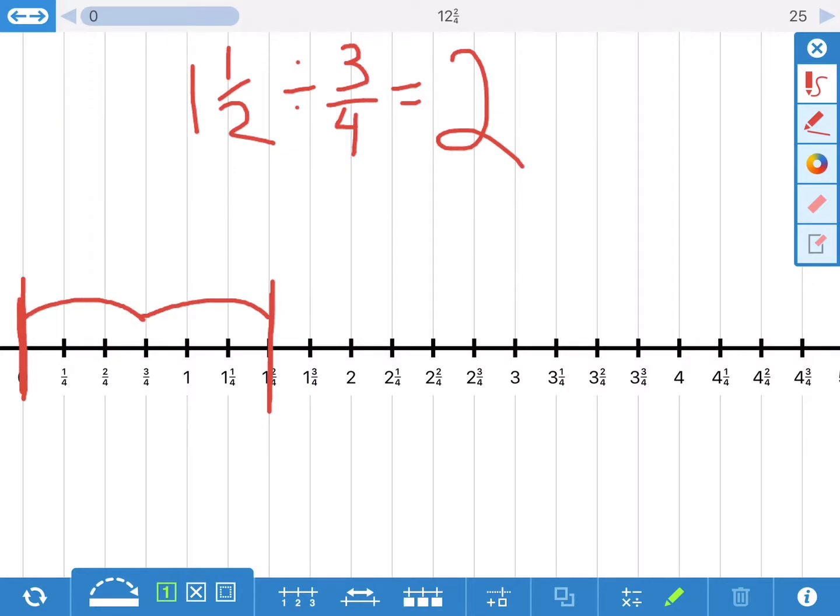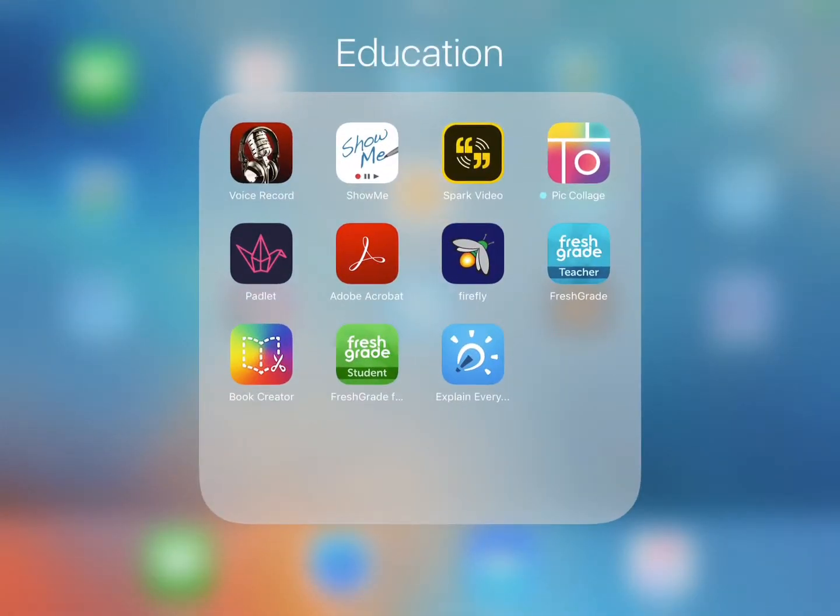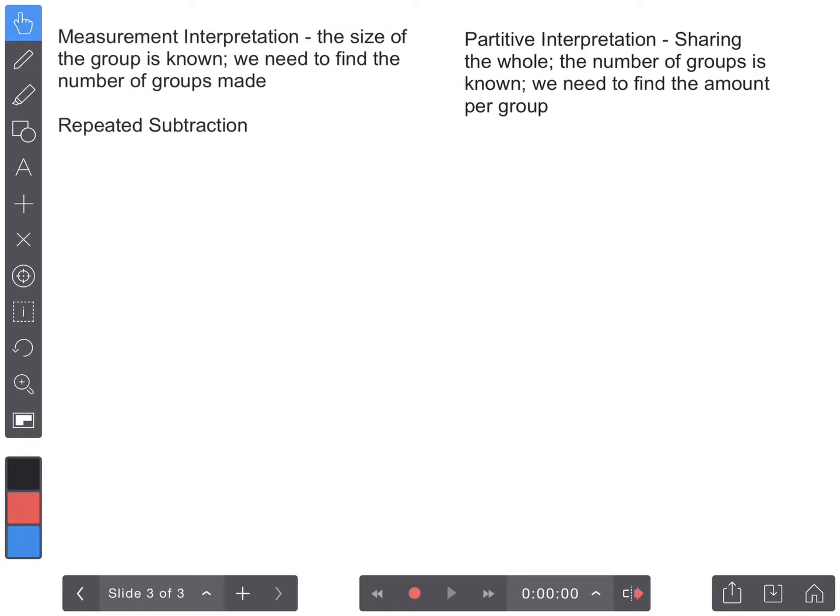So to that end, it is helpful for students and teachers to know that there are two interpretations of division. There's the measurement interpretation, and there is the partitive interpretation. The measurement interpretation goes like this: you have a certain number of things, and you need to make groups. You know how much you want in each group, but you're not sure how many groups you're going to have.